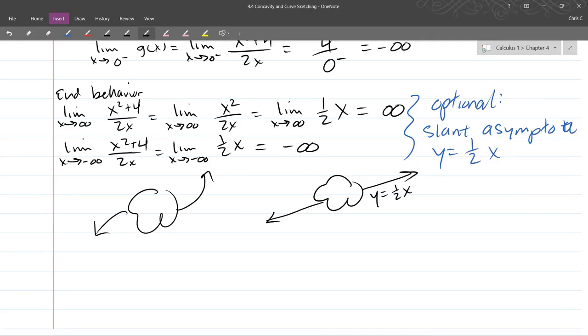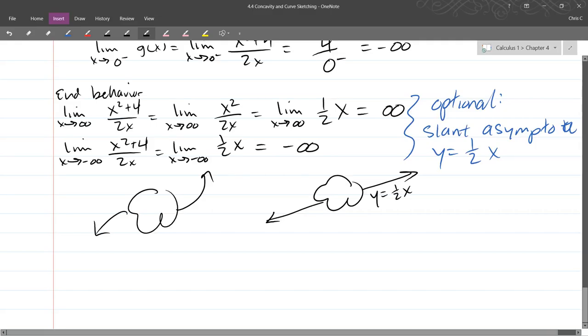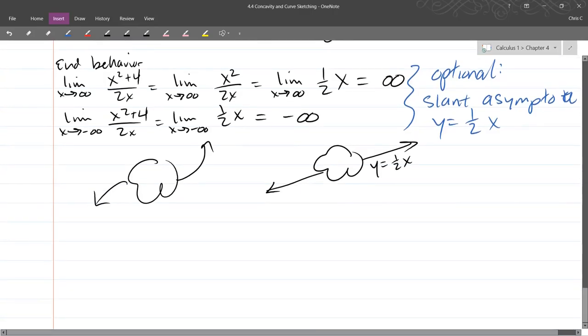So when the numerator wins by exactly 1 degree, it looks like a line. Not a flat, horizontal line, but a line that is down on the left, up on the right, and you can say it approaches exactly like this on the left and the right. So either way is okay. We're going to get a slightly more accurate graph because we're paying attention to how it approaches infinity.